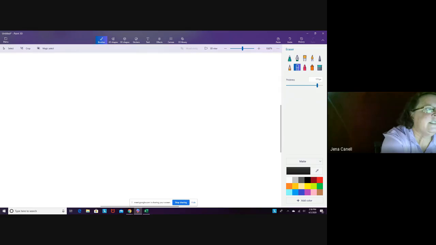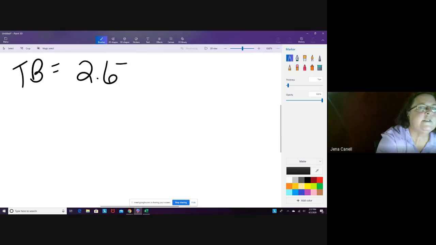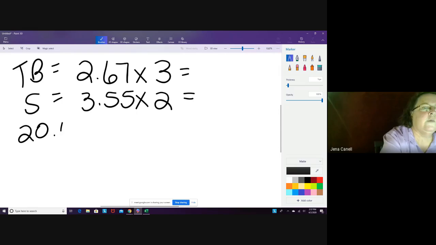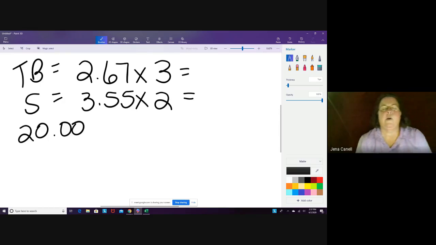So Ryan has spent, let's just use tennis balls. He has spent $2.67 on each can, and he bought 3 cans. He buys 2 pairs of socks for $3.55. So 2 of those. And we know when we get all done that he paid with $20. And we want to know what amount of change did he get back?